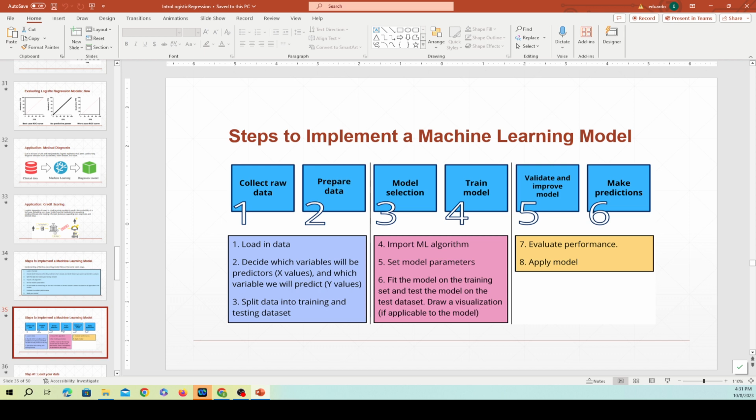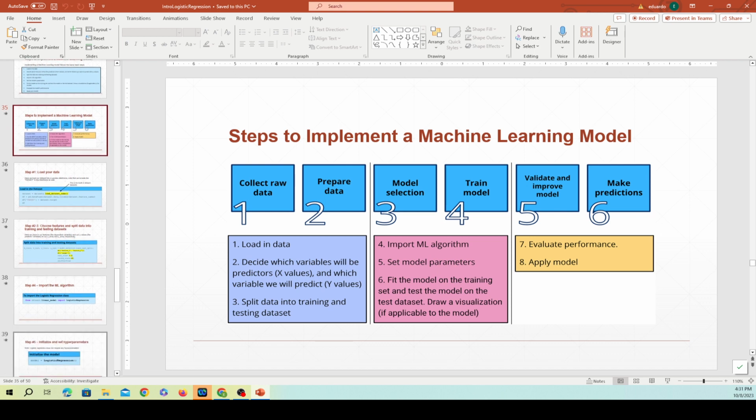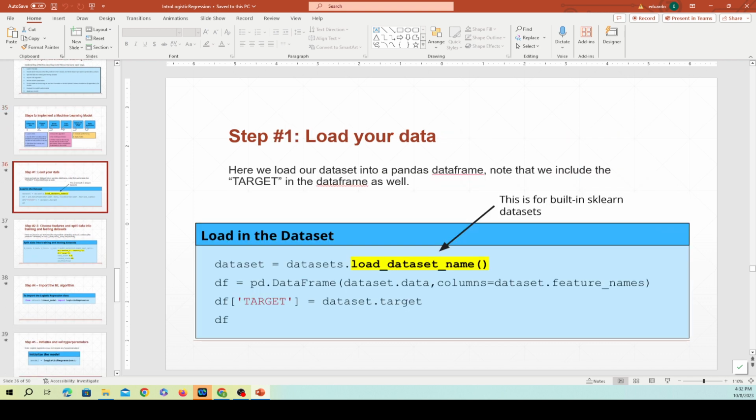Again, this is the same drawing, same information, but with a different approach, right? So we have collect data, prepare data, model selection, training, validate and improve the model, and prediction. So this is practically the same standard format of steps that you're going to follow when you actually use it. And again, how do we load the data? We have done it before. This is the same way we have done it before. So we use the library to be able to load that data set.